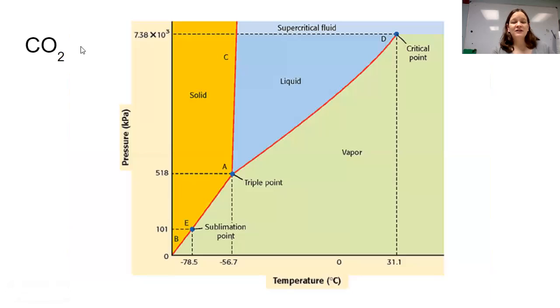This is the graph of CO2, carbon dioxide. So you can see the pressure and temperature again. Carbon dioxide has a much lower critical point. Carbon dioxide at room temperature should be a gas. Room temperature is somewhere in here, probably right about here.